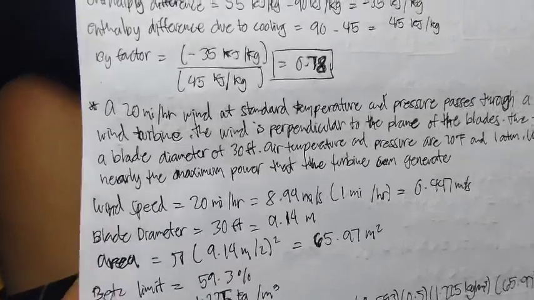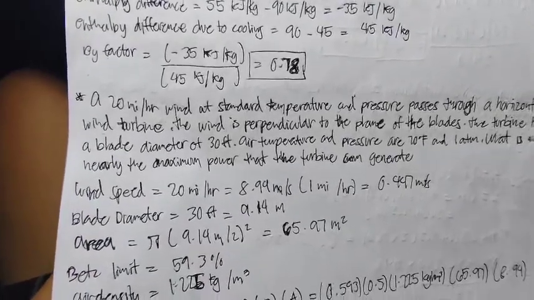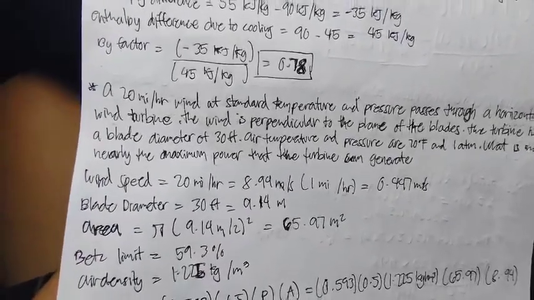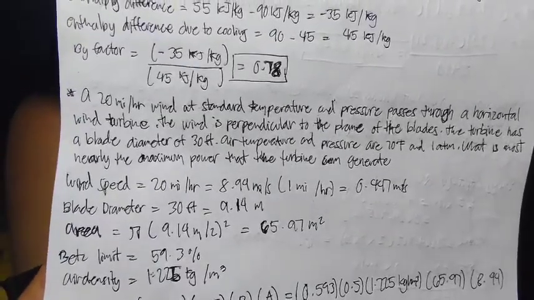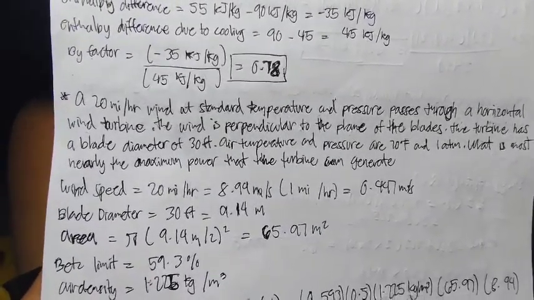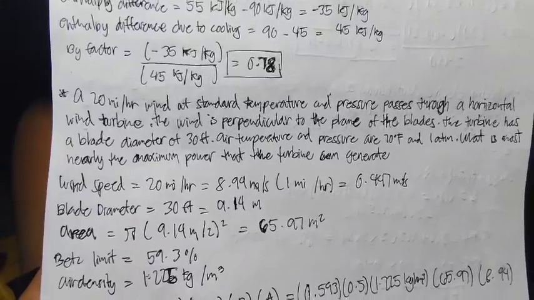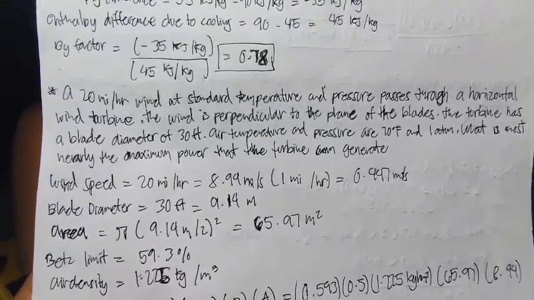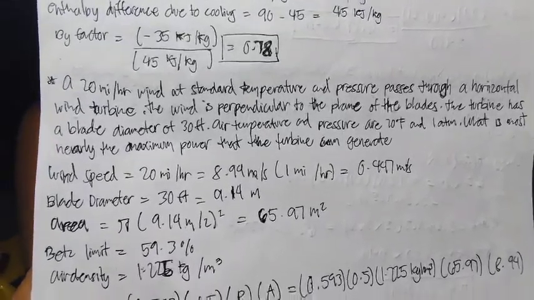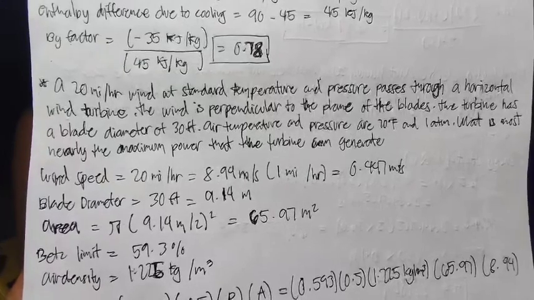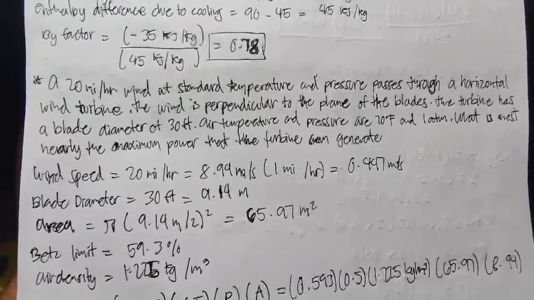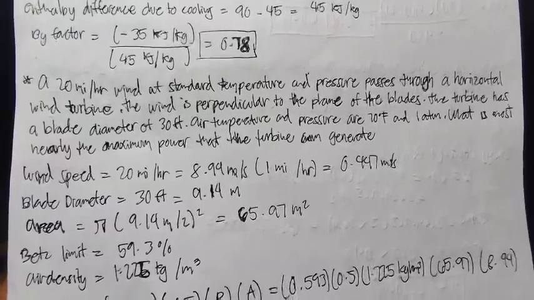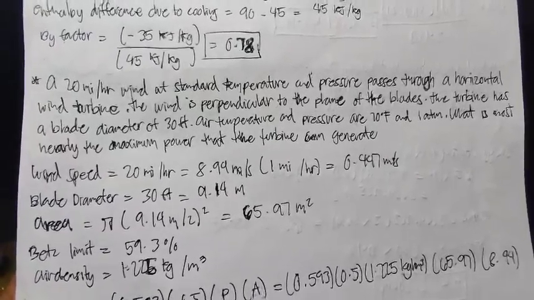So a 20 mile per hour wind at standard temperature and pressure passes through a horizontal wind turbine. The wind is perpendicular to the blades, and the turbine has a blade diameter of 30 feet. Air temperature and pressure are 70 degrees Fahrenheit and 1 atm. What is the most nearly approximate power that the turbine can generate?